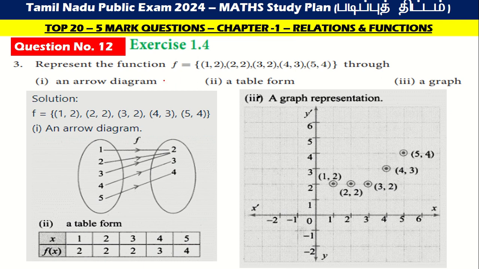Everything is given: arrow diagram, table form and graph. So you can straight away draw the arrow diagram, then write the table form from the terms, and then plot the graph. I hope you understand the answer. Let us go to the next one.